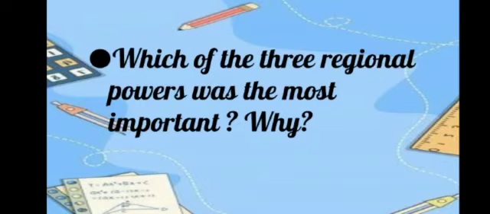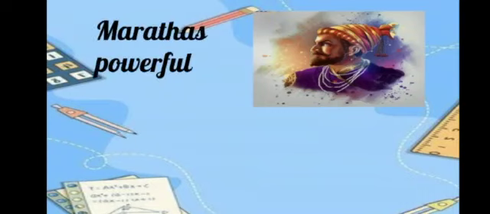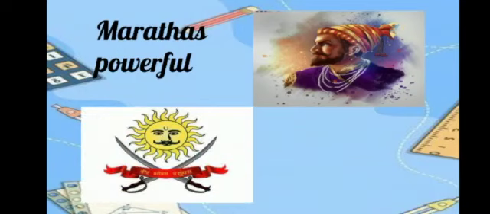Okay, now which of the three regional powers was the most important and why? I think the most important among the regional powers was the Maratha kingdom, as they expanded their empire under the Peshwa, and Peshwa was very powerful at that time. And what about Rajputs? Rajputs were unable to unite to emerge as a powerful kingdom.